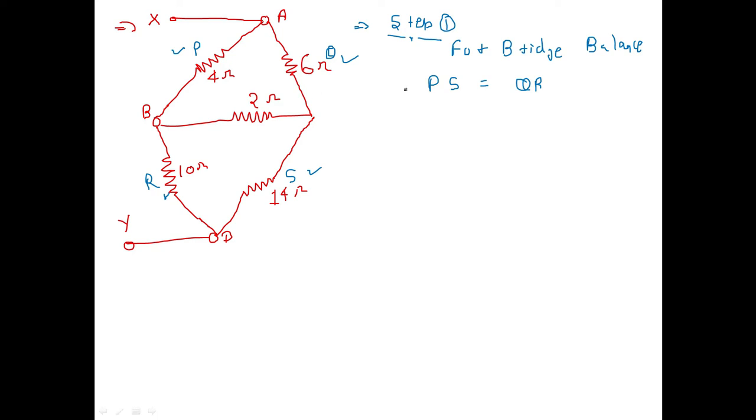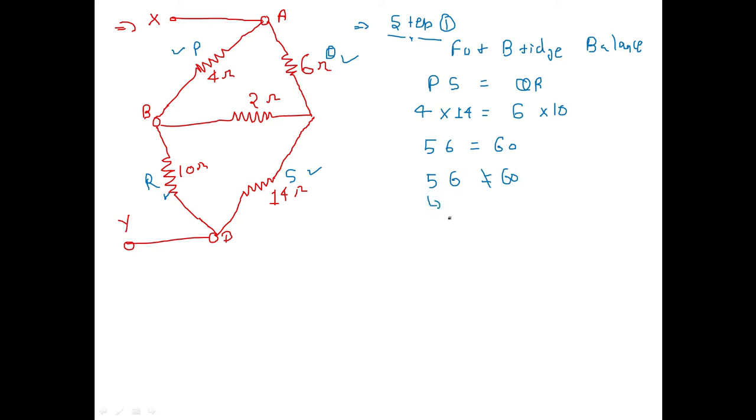Now if we put in the values, P is 4 ohm and S is 14 ohm, so 4 multiplied by 14, and Q is 6 ohm and R is 10 ohm. Now 4 times 14 is 56 and this one is 60. So 56 is not equal to 60, and we will say that this bridge is not balanced.